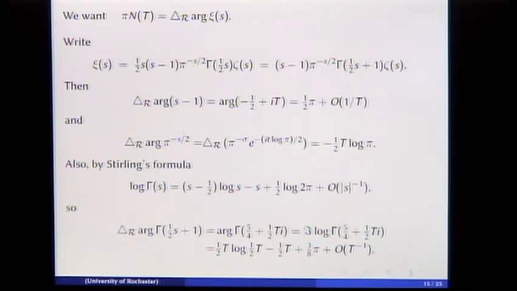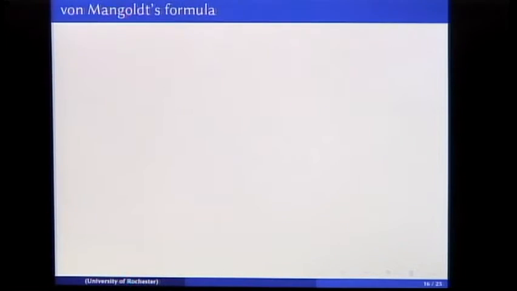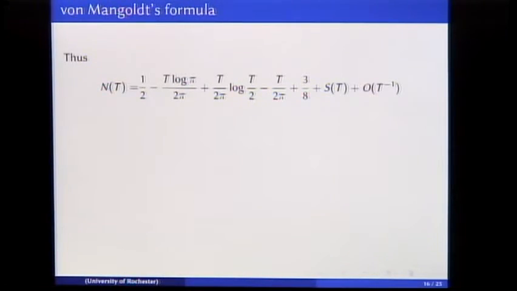All right, so now there's one other term we haven't looked at yet. There's also the change in argument of zeta on the right side of the rectangle. Okay, so let's talk about that in a minute. But in the meantime, the change in argument of xi along R is going to be the sum of these changes of arguments of these pieces. So add them all up and divide by pi.